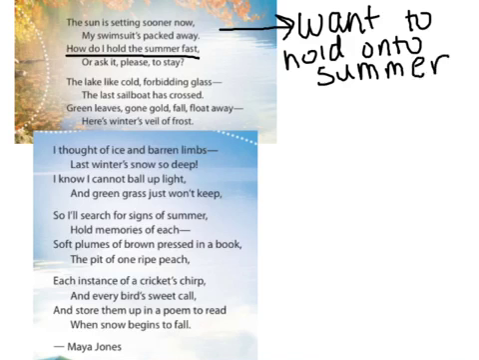Alright, the second stanza. The lake, like cold, forbidding glass, the last sailboat has crossed. Green leaves gone gold fall, float away. Here's winter's veil of frost. Alright, so like this first stanza, I'm going to talk about what I was visualizing. So I was visualizing a lake that has now become icy. There's no sailboats crossing anymore. I'm picturing these trees lining the lake that I now have gold leaves falling down, and I see winter's veil of frost, this like frost creeping up over the lake. That's what I was picturing in my head as a reader.